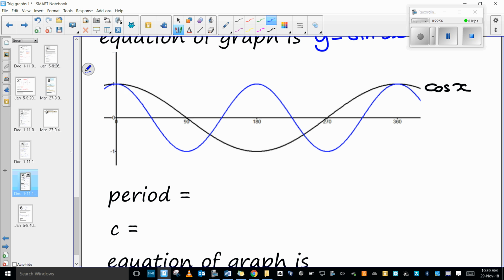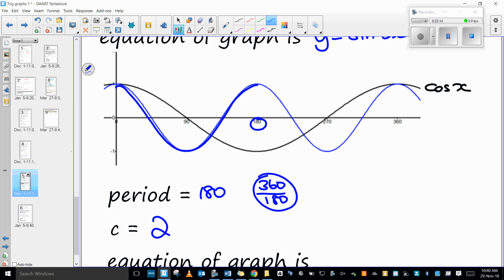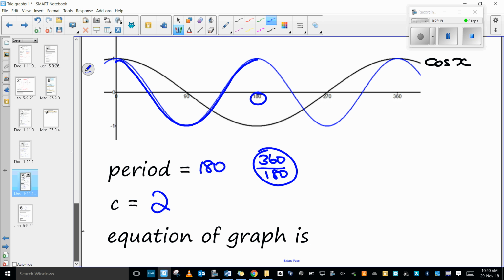Okay. We could have said, right, I can see that my period starts here and goes to here. So my period for this particular graph is 180. So I would do 360 divided by 180. Okay? So there, as I say, there's a few different ways of finding these values. So my equation would be y equals cos 2x.